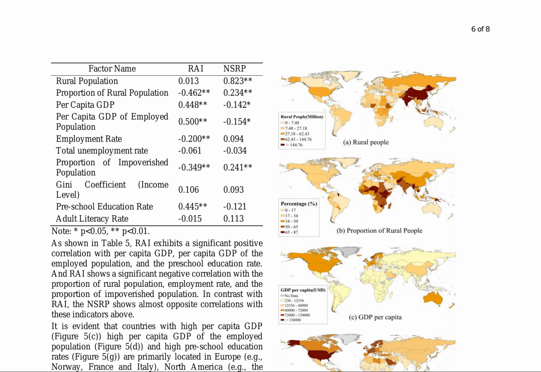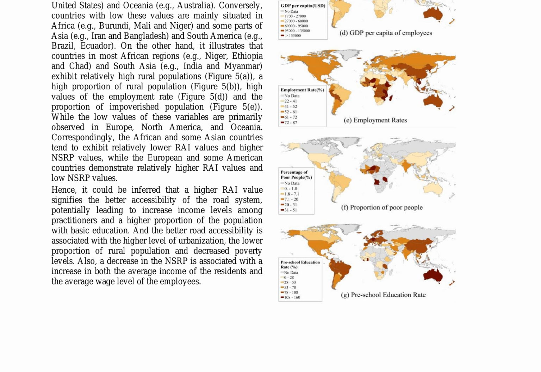The correlation analysis presented in the table on page 6 of the research paper reveals a significant relationship between the Road Accessibility Index, RAI, and various socioeconomic indicators. A positive correlation is observed with per capita GDP of the employed population, and preschool education rates, suggesting that better road accessibility is associated with higher income levels, education rates, and urbanization. Conversely, a negative correlation is found with the proportion of rural population, employment rate, and the proportion of impoverished population, indicating that areas with better road accessibility tend to have lower poverty rates and higher employment rates.